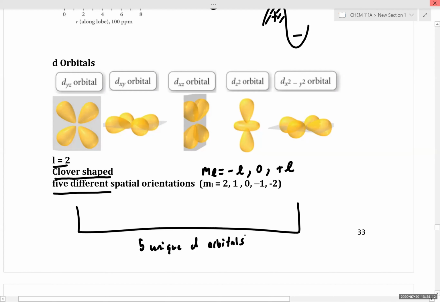Okay. This will be important in a moment. Right now, we're just starting to understand what these orbitals look like, how many orbitals are found in each subshell, how many unique orbitals we have for each L value, and whether there are any unique characteristics in terms of how the orbitals are phased.